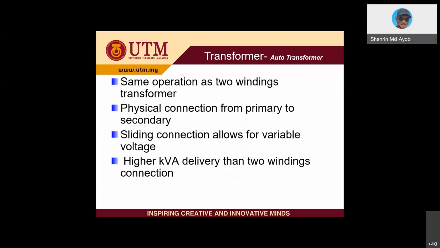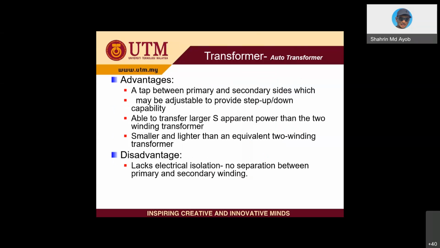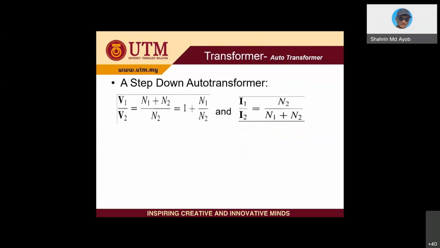There is actually no isolation between the primary and secondary. It's just to provide the variable output voltage. This is the equation. As you can see, it is just a tap. You have a coil and then you tap, for example, this one N1, and this one N1 plus N2. For the output voltage you just tap between this and this, so this one may be N2. This is just a percentage portion of the whole range of the coil.